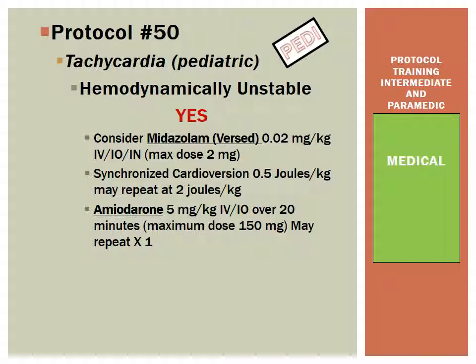Okay, so for our pediatric tachycardia patients who are hemodynamically unstable, we are going to consider midazolam, if time permits, for sedation. 0.02 milligrams per kilogram, IV-IO or IN, max dose of 2 milligrams. We are going to synchronize cardiovert our patient at 0.5 joules per kilogram, and you may repeat at 2 joules per kilogram. And also, we're going to consider amiodarone at 5 milligrams per kilogram IV-IO over 20 minutes. Maximum dose is 150 milligrams, and you may repeat this one time if needed.